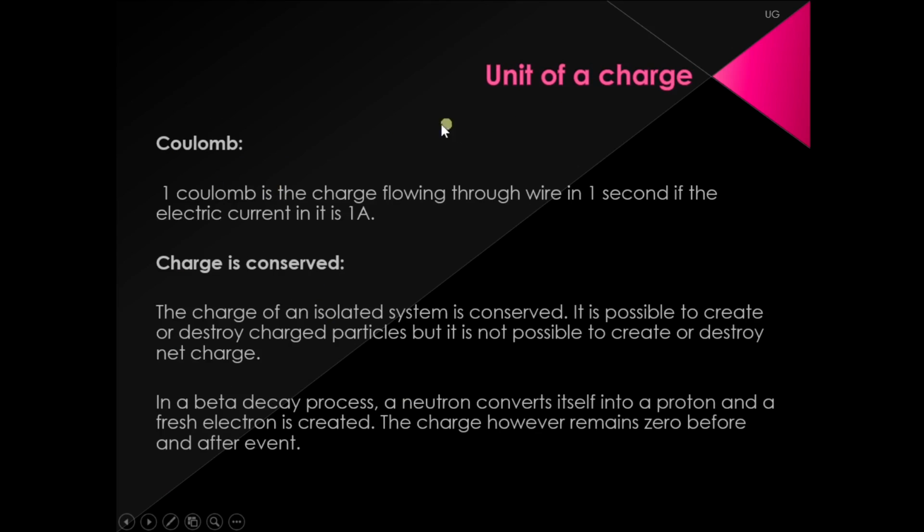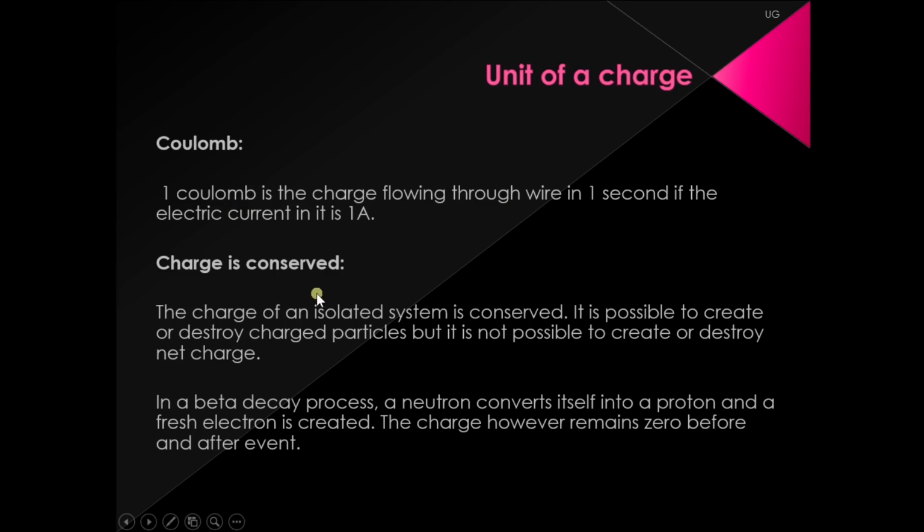The unit of charge is Coulomb. Even though we are studying static charge, the definition of Coulomb considers the motion of charge. When charges are flowing through a wire, and if the current is 1 ampere, then the amount of charge flowing through the wire in 1 second is 1 Coulomb.